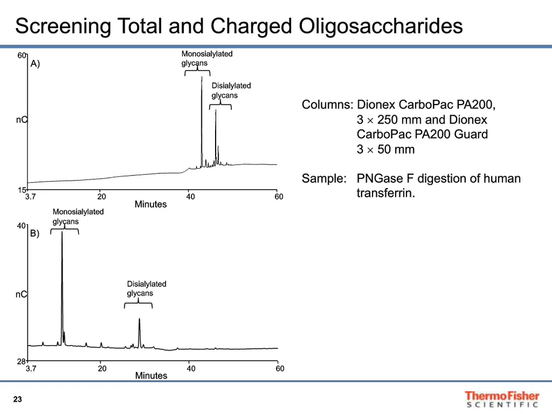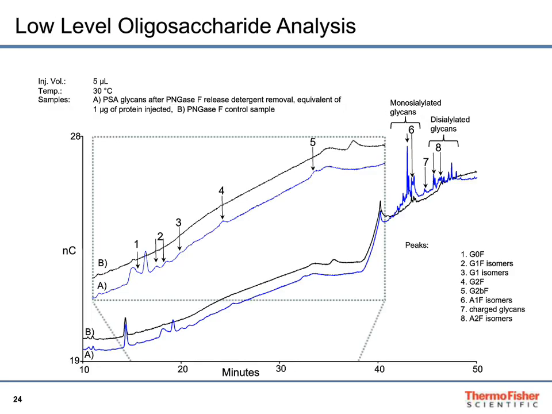So this is part of a study we did. It was an ABRF collaborative study looking at PSA glycosylation, which there was a lot of interest in at the time, and I think even today, there's still some question about the glycosylation, how much there is, what's there. This is a study mostly done with mass spectrometry, but we got the samples and applied HPAE-PAD to the analysis.